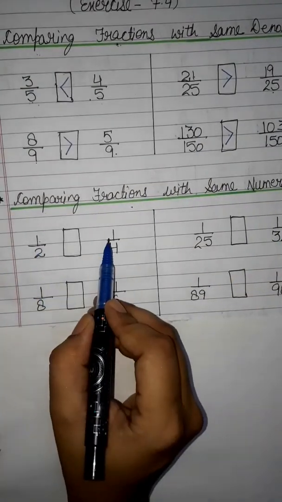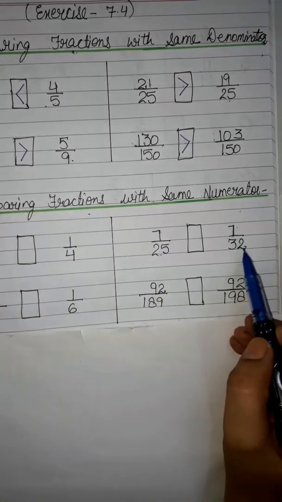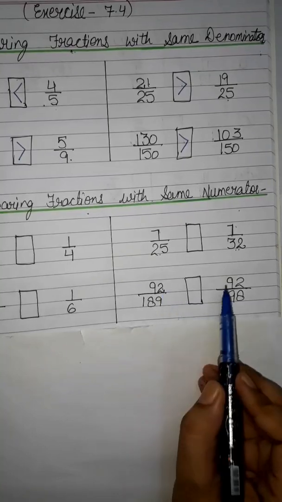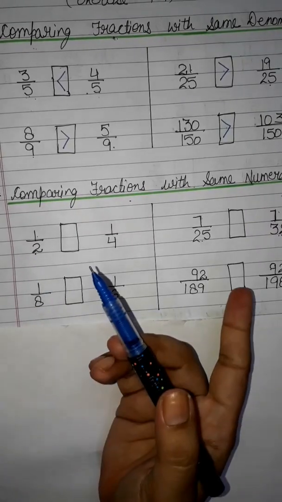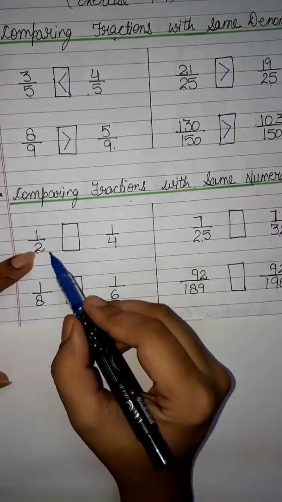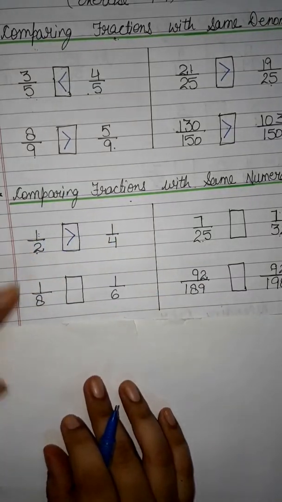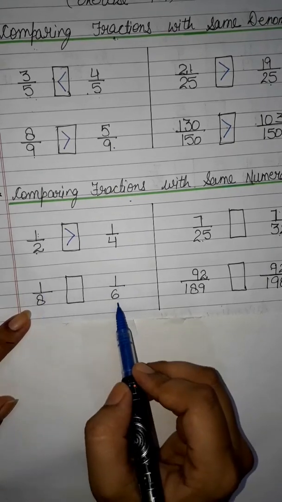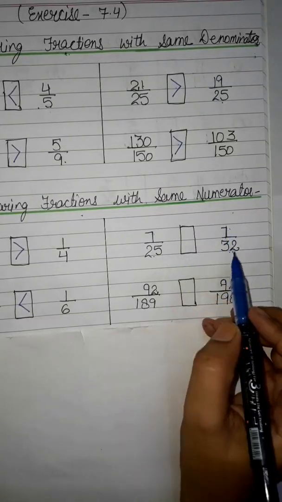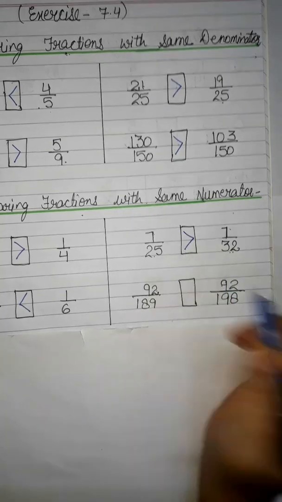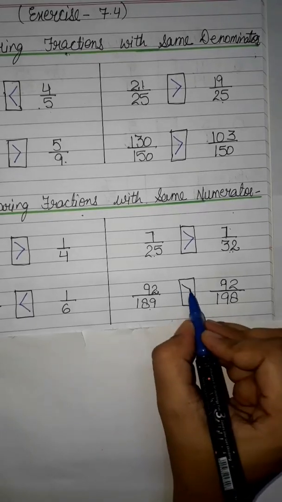When the numerator is the same, like you can see 1 by 2, 1 by 4, 1 is the same. 7 by 25, 7 by 32 and 92. The numerators are the same. So in this case the smaller denominator gives the bigger fraction, like 1 by 2, 1 by 4: 2 is smaller, so this side is greater. In the next one, 1 by 8, 1 by 6, 1 by 6 is greater. See the next one, 7 by 25, 7 by 32. So 7 by 25. And in this case, see 92, the numerator is the same, so the smaller denominator will be greater.